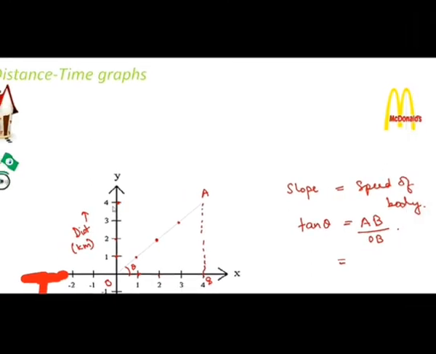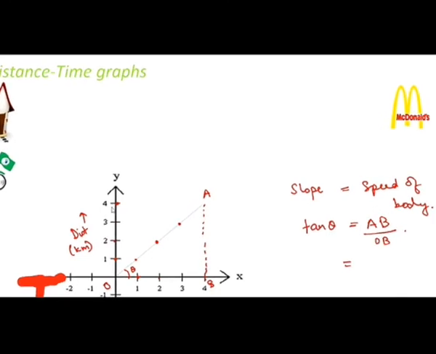Now how do you calculate the speed from this line? Slope of the line is given by tan theta. Look here, it's a kind of right angled triangle, and we will try to find the slope of the line. We will try to find the speed of the body, and speed is given by the slope of this line, and the slope of this line is equal to tan theta. From this triangle you can say that slope tan theta is equal to perpendicular divided by base. So here perpendicular is AB and base is OB. So you can say tan theta is AB divided by OB.